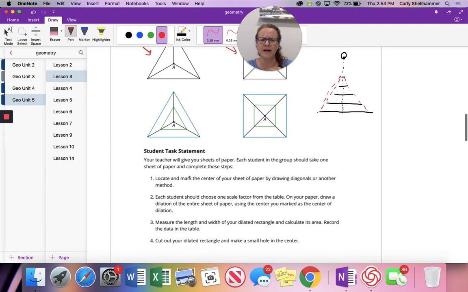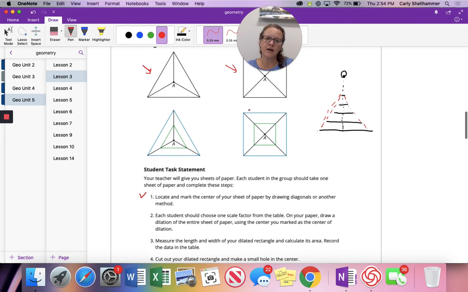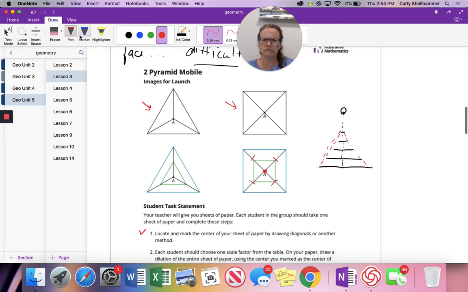So what we tried in the classroom was I gave everybody paper, and each student in the group took one sheet of paper and completed the following steps. First, locating and marking the center of your paper by drawing diagonals or another method. If you look at the square, if you just draw two diagonals, they're all going to be equal, and that's going to be the true center. But that's what we did here. I drew on the wrong one.